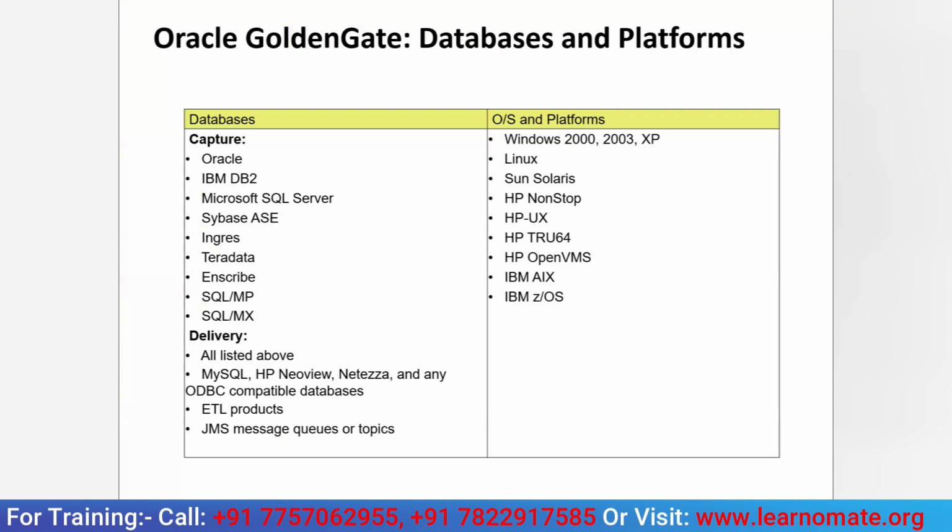Okay, now Oracle GoldenGate supports different databases and different platforms. This list is quite old. Now the support has been extended to a lot of new databases like Informix. These are a few of the listed ones: Oracle, IBM DB2, Microsoft SQL Server, Sybase, Ingres, Teradata, Enscribe. GoldenGate was initially founded in 1995 and it was developed to support the Enscribe database. Now the support has been extended to so many databases.